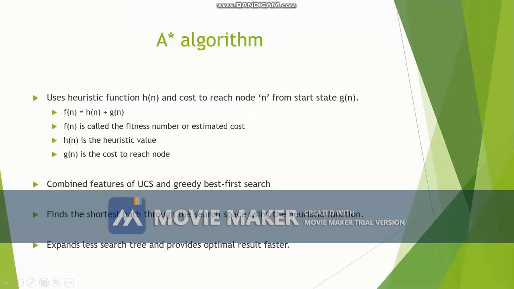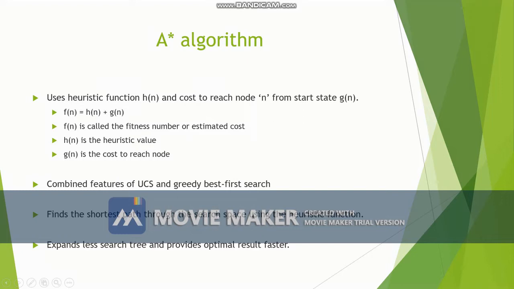Welcome everyone. In this video we are going to learn about another informed search algorithm, which is the A* algorithm. It is a very famous algorithm that is used in artificial intelligence. Now these are some of the features of the A* algorithm. It uses the heuristic function h(n) and the cost to reach node n from the start state, g(n).